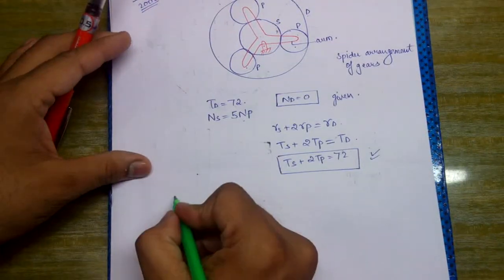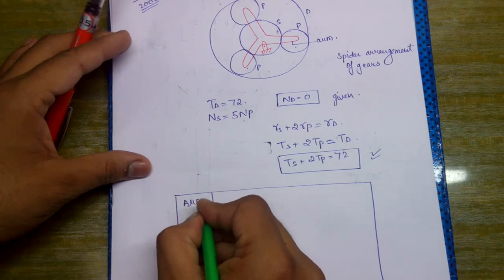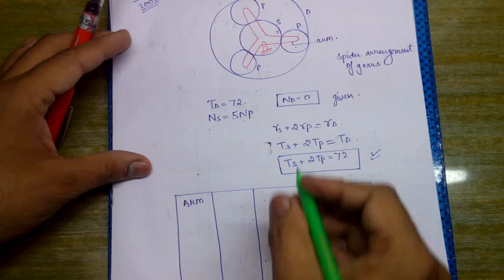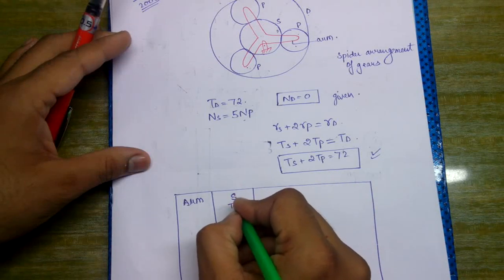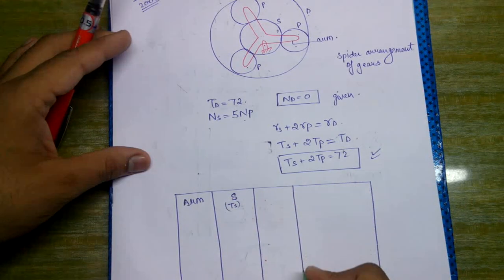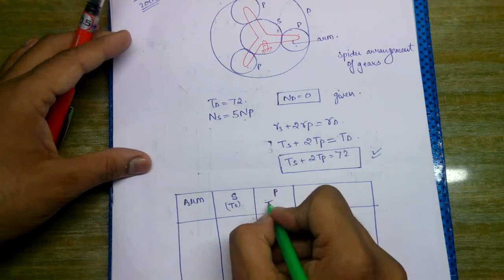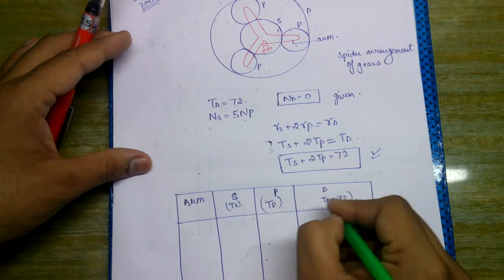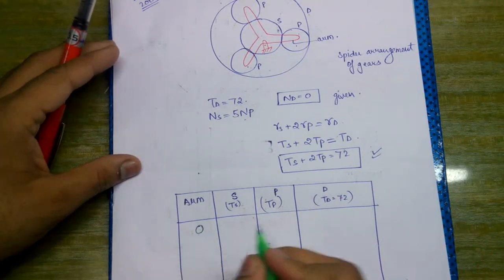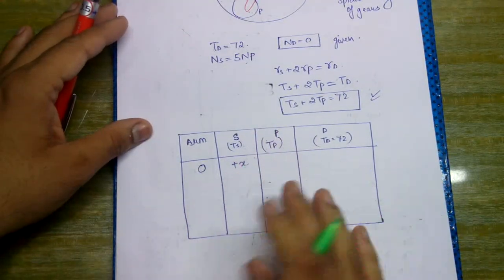So again we are going to draw the table. In the table we will write arm, and then the innermost gear, that is S, where TS is the teeth of S. Then we are going to write down P, and then D. This is TP, this is TD, and TD is equal to 72. Now first we will keep the arm fixed and we will rotate S by plus X rotation.